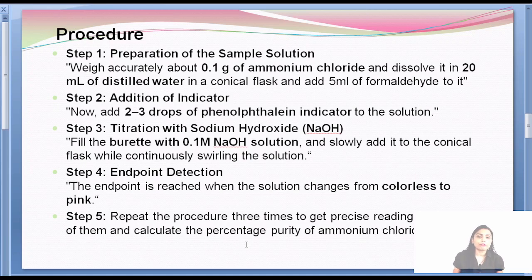Now, in a burette, we will put the standard solution which we have initially prepared, that is the 0.1 molar NaOH solution. The fourth step is the endpoint detection, where the solution changes from colorless to pink. This is repeated at least 3 times to get a precise reading, and then we take the mean and calculate the percentage purity of the ammonium chloride.